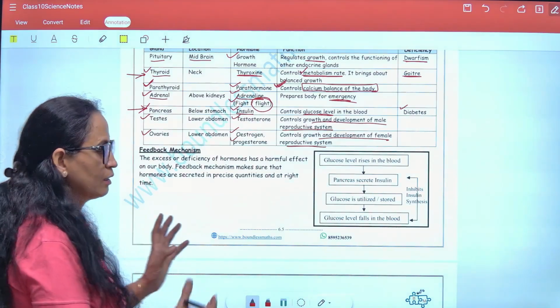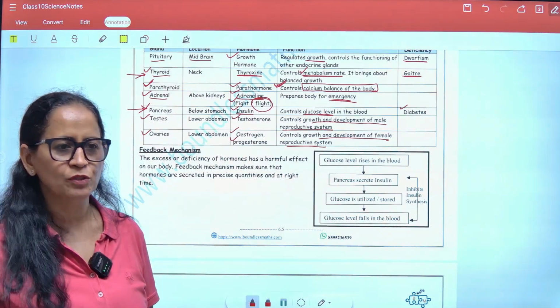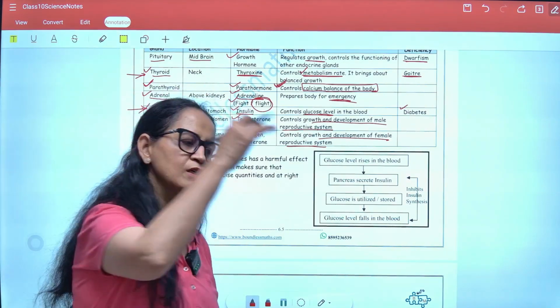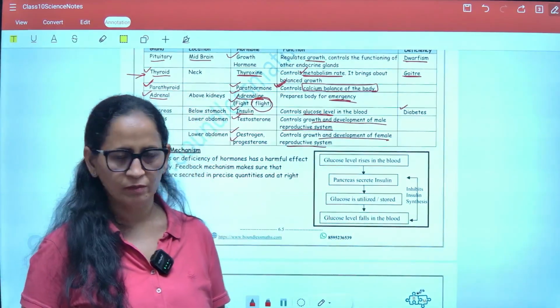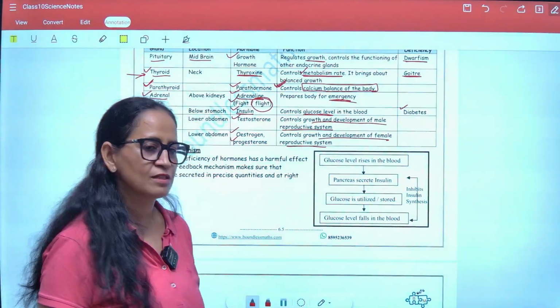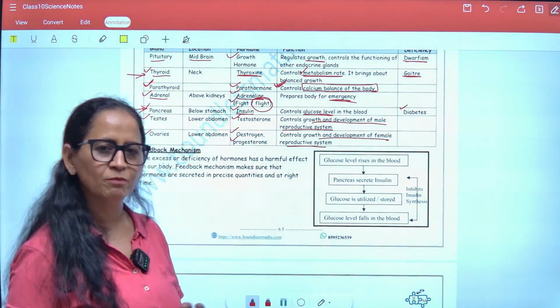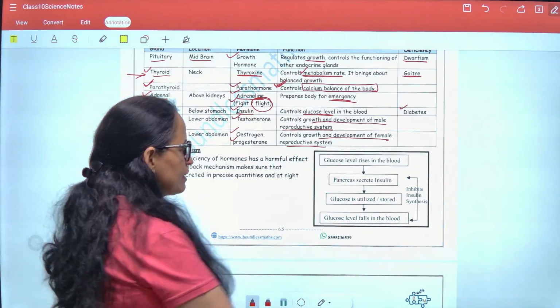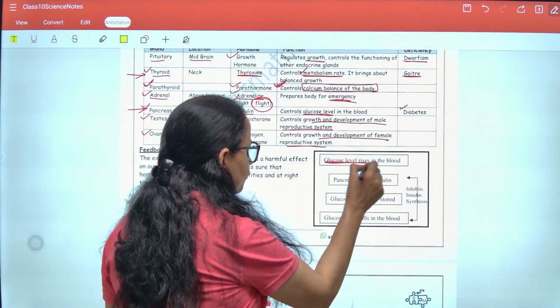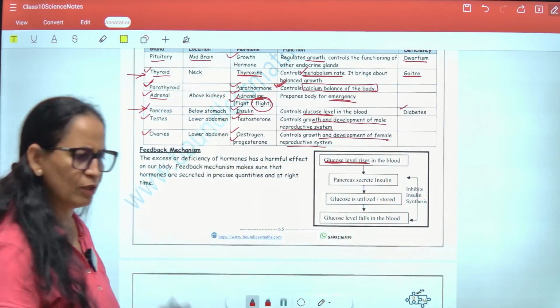What is feedback? When something becomes too much or too less, it gives a feedback or a message back that something is going on, right? So in our body also there is an automatic feedback system that keeps on maintaining the level of different hormones in the bloodstream. For example, the glucose level in the blood rises. For any reason, the glucose level has already increased.